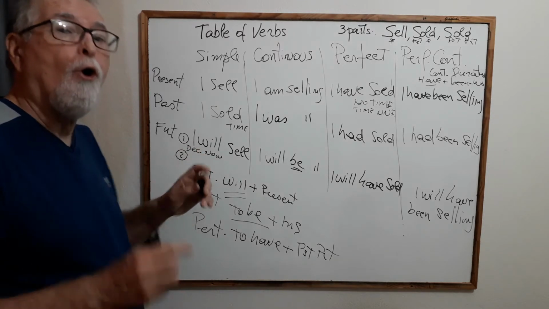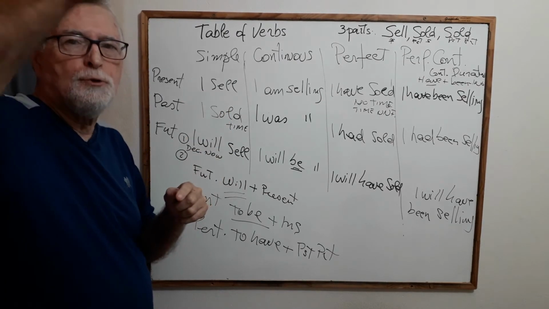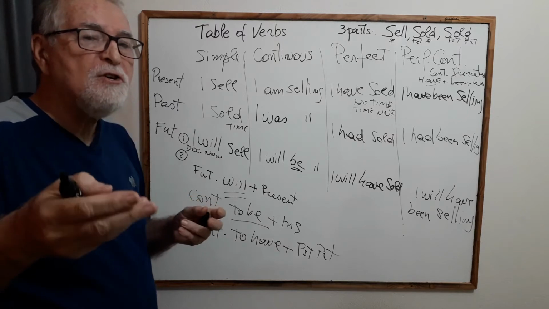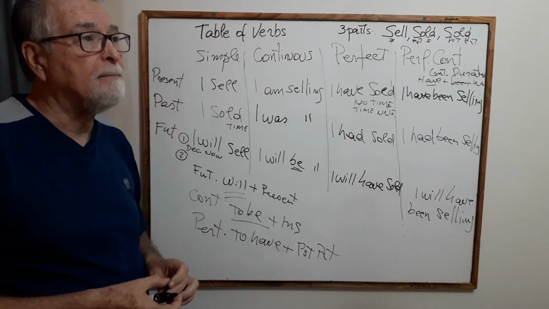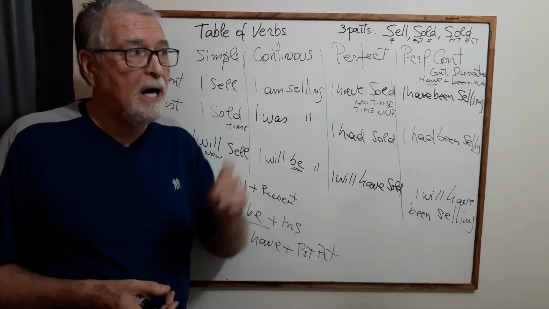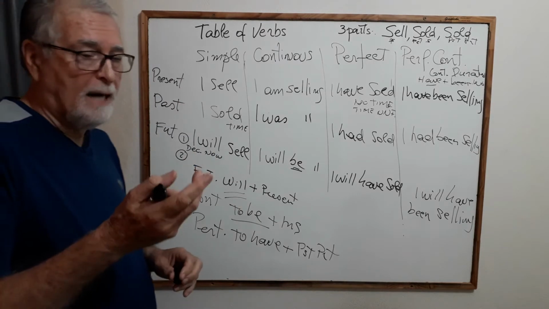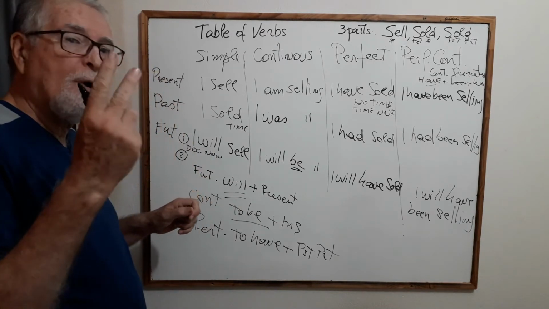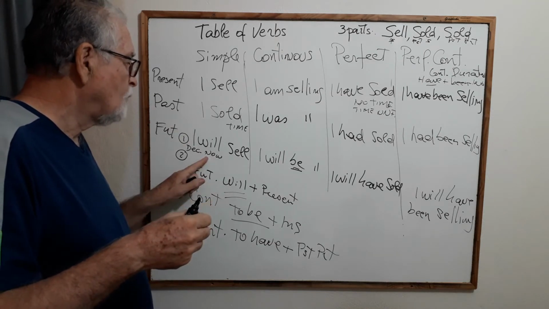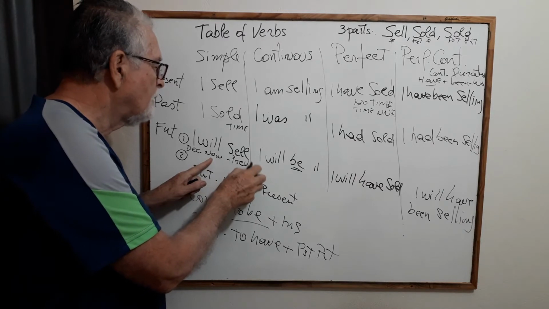We use will only if I decided now what to do in the future, or if I have a prediction about something that's gonna happen. Man, it's cloudy, it will rain. It's cloudy, it will rain, right? So those are two ways of using will: when I decide now, or when I predict something, a prediction.